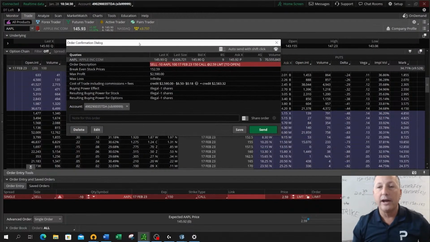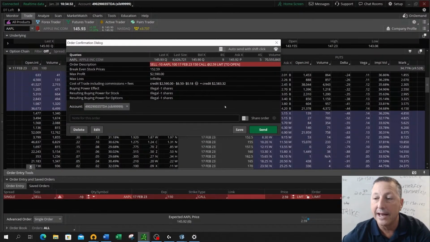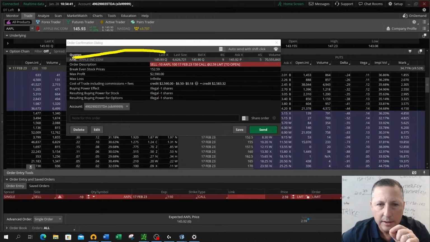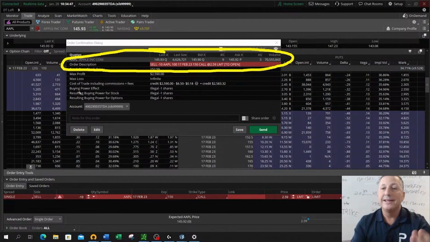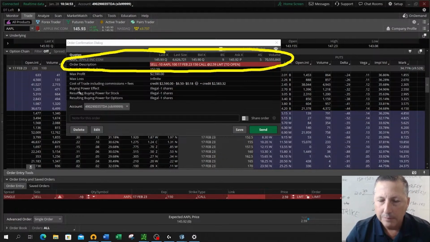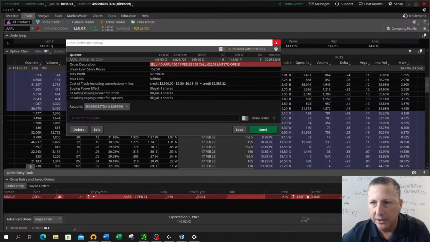Now, a lot of traders just want to fly through this and send their order. Don't be one of those traders. Take the extra couple of seconds and make sure that in your order description, this is exactly what you want to do. This is giving you the opportunity to double check your work, double check your order before you actually send it off into the market. Make sure you do that. And then I would just send it away.